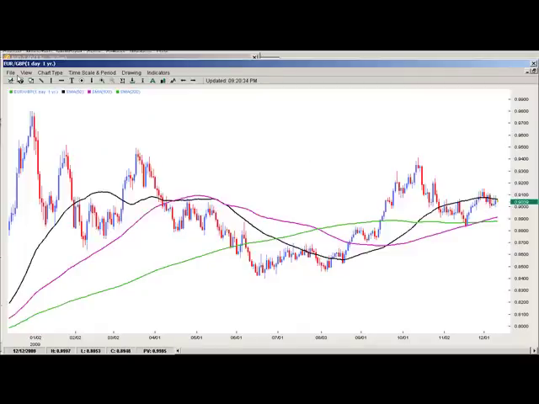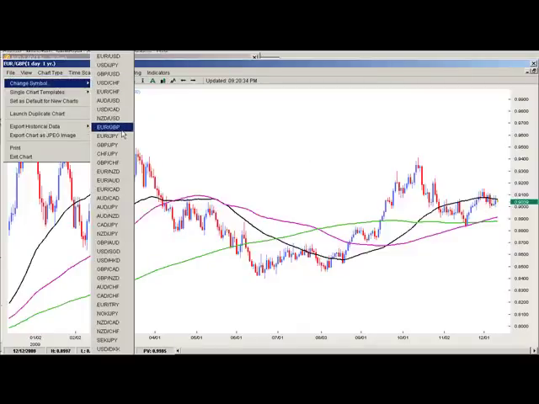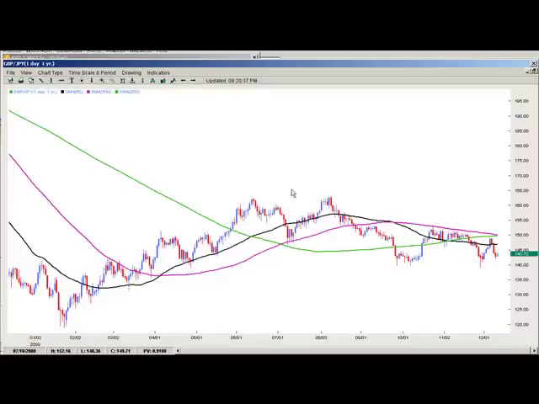And so let's take a look at some others. Here's pound yen. It does have the black, the green, and then the purple. So they're a little out of order there. Your purple should be in between them to be in perfect alignment, perfect order. Yet you have two of them pointed down and one of them, the 200 SMA, pointed kind of sideways.